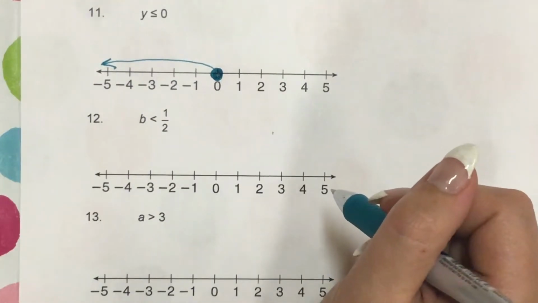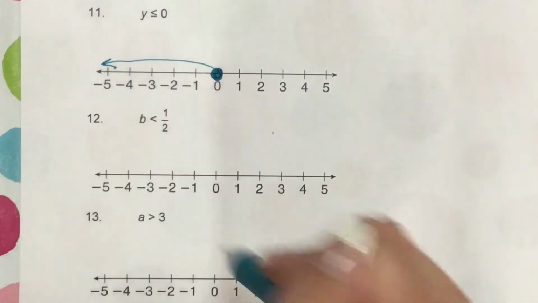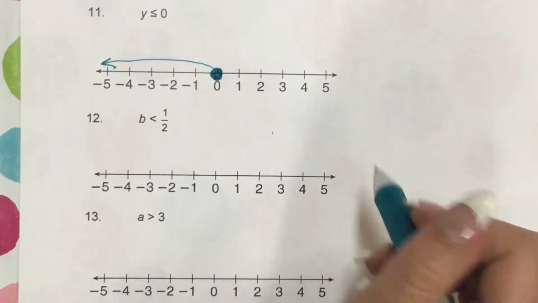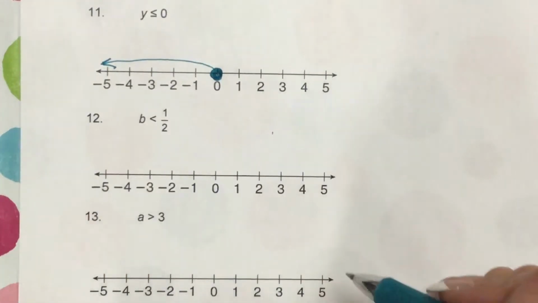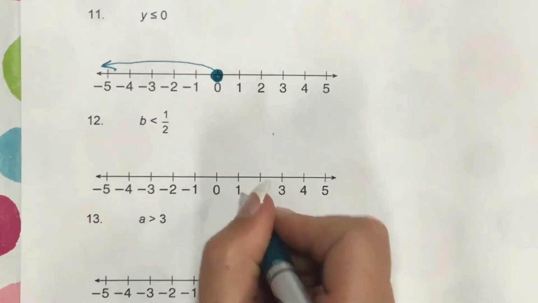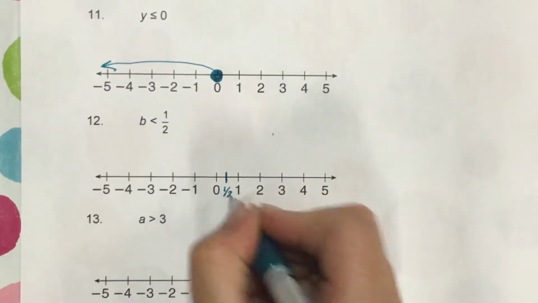Okay, let's go on to, hopefully you got that one right. If you did, great job. Let's go to number 12. We have b is less than 1/2, okay? So on this number line, I need to figure out where 1/2 is. Well, 1/2 is between 0 and 1. So I'm going to make a little mark here. I'm going to say, hey, that's 1/2.